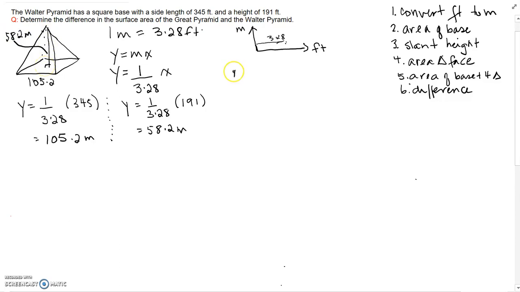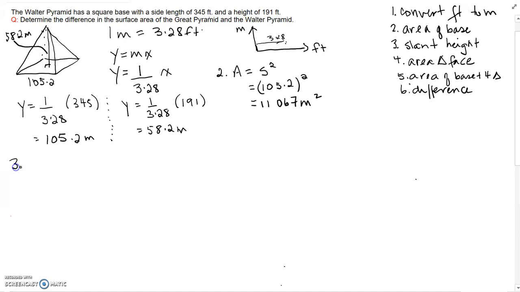So the first thing I will now do is I'll get the area. It'll be step number 2, the area of the base. I know that it's a square base pyramid, so the formula is area is equal to s squared. Our length is 105.2, and we're squaring that, and that is equal to 11,067 meters squared.